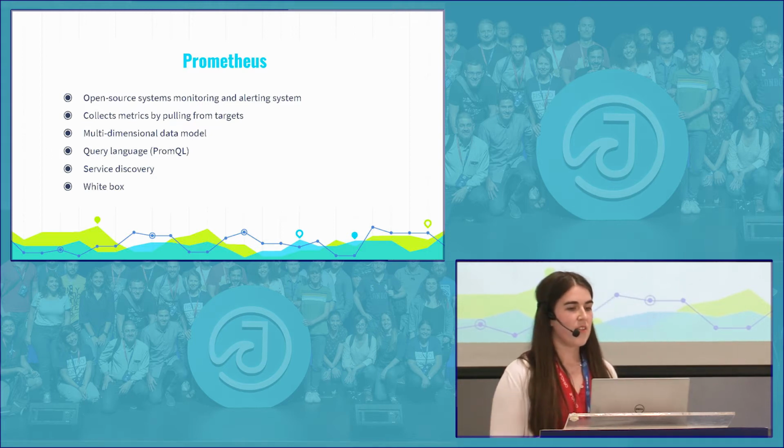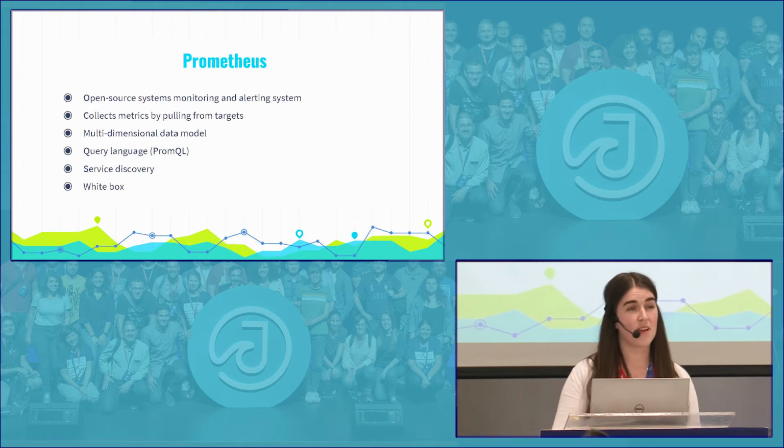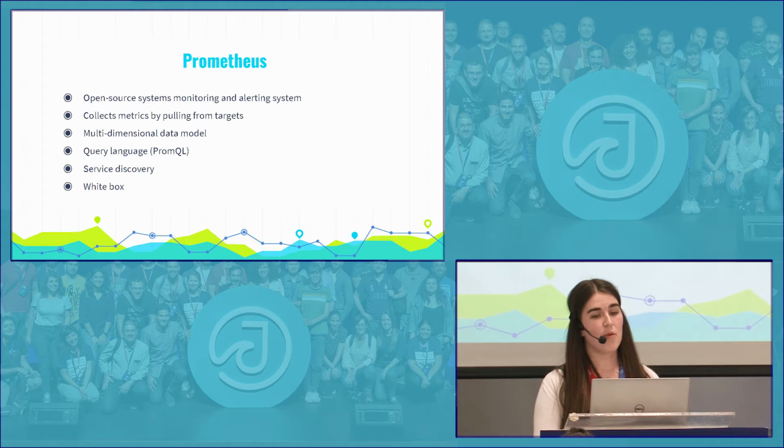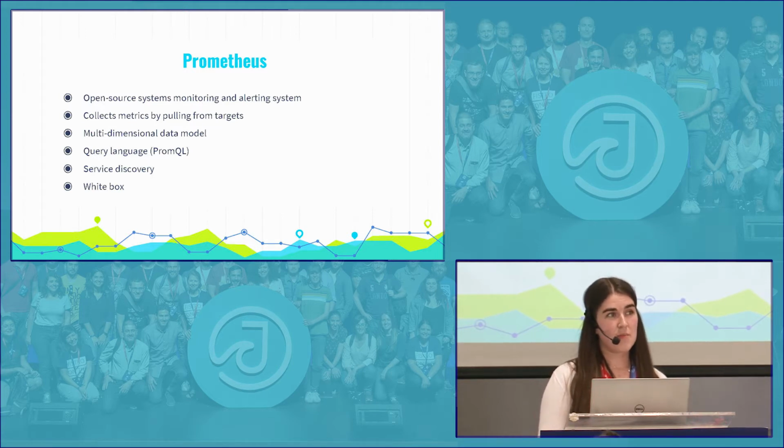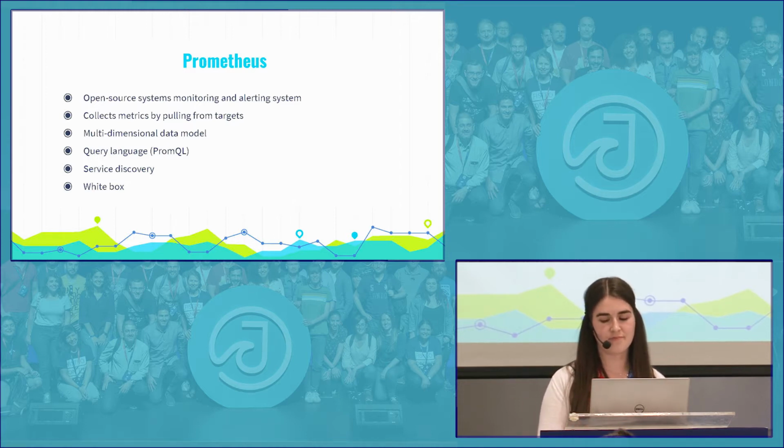The data model that Prometheus uses is described as multidimensional. So Prometheus collects time series data, and each data point can be uniquely identified by using a metric name and a set of labels, which are key value pairs. But we'll go into the data model in a bit more depth shortly. It also provides its own query language, PromQL, for selecting and aggregating data so that you can gain more insights into the data that you've collected.